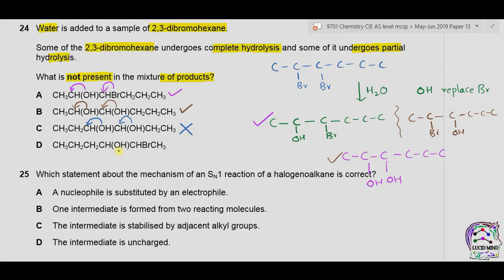In D we can see that OH is present with fourth carbon atom while Br is present with fifth carbon atom. So from other side we can see that Br is present with second carbon and OH is present with third carbon atom, which is corresponding to this structure. So D is also present. The only compound not present in the product is C.